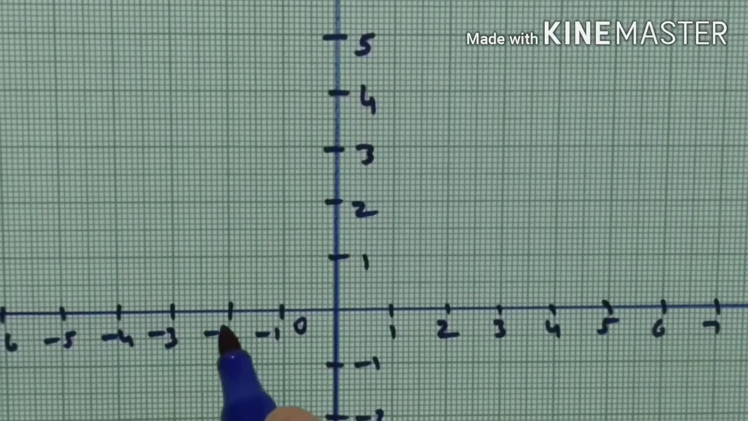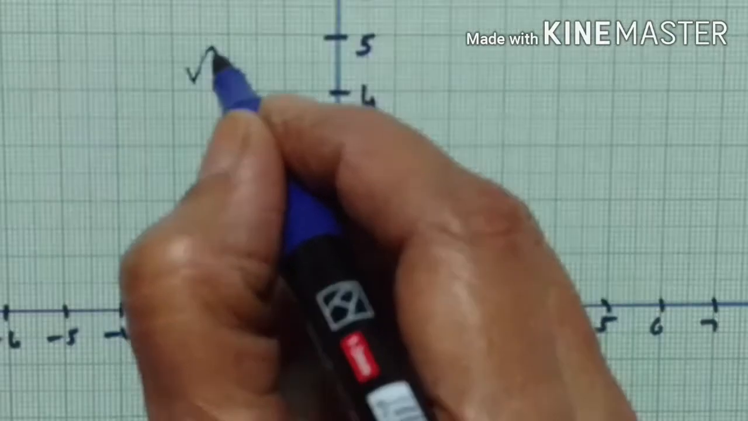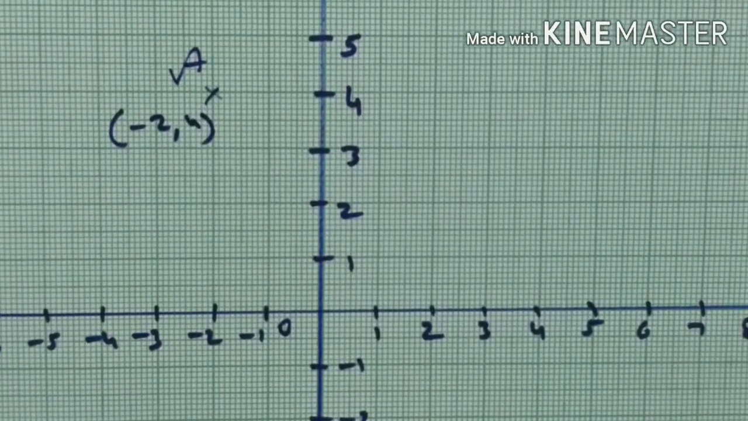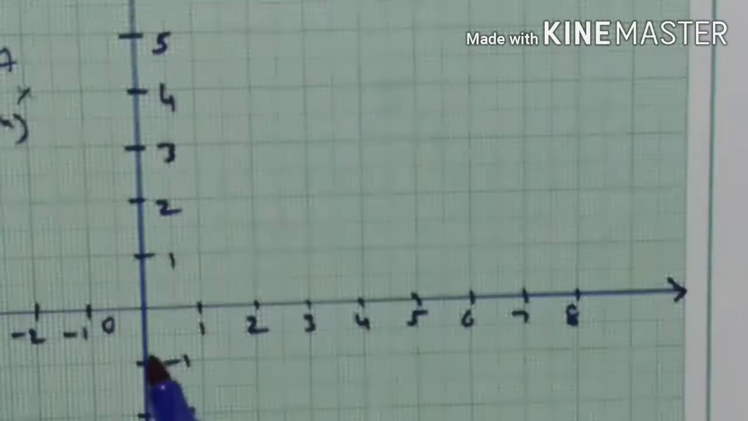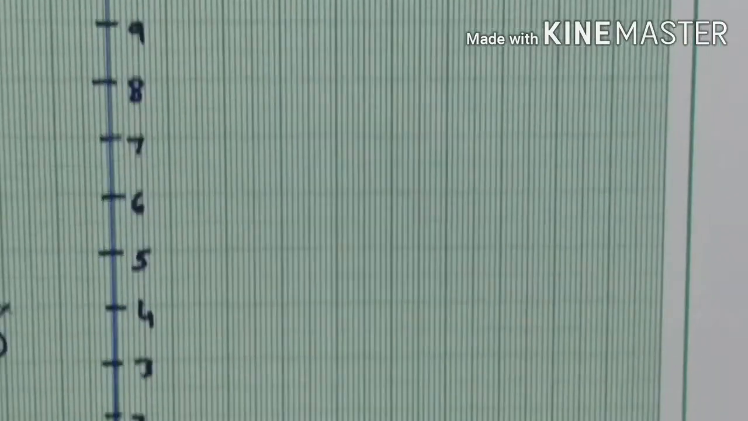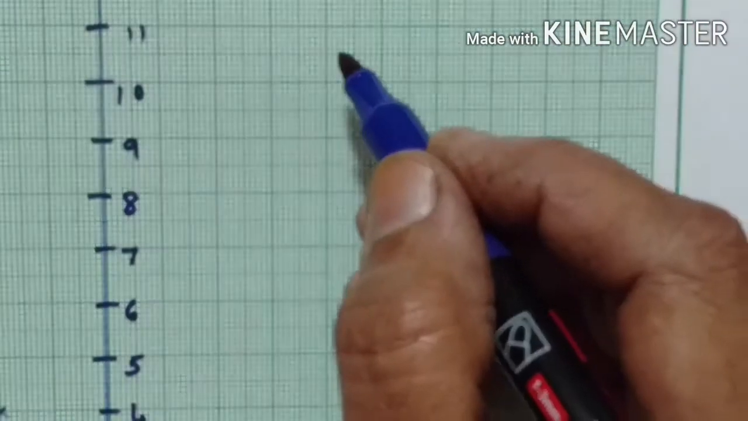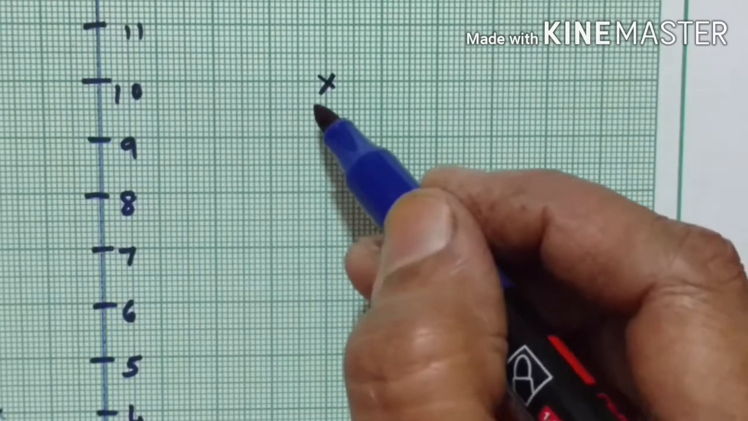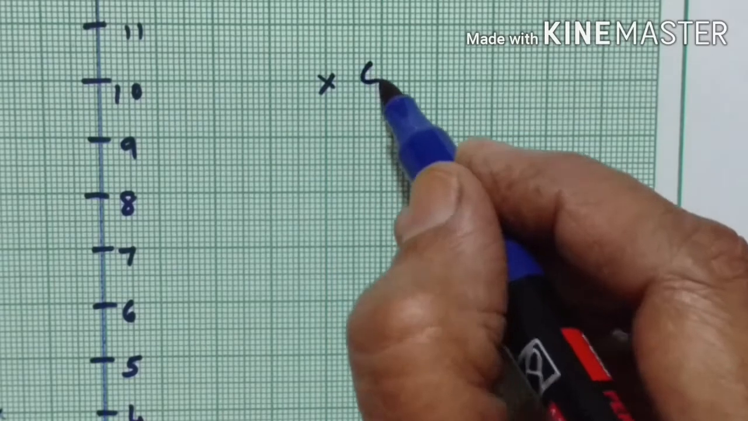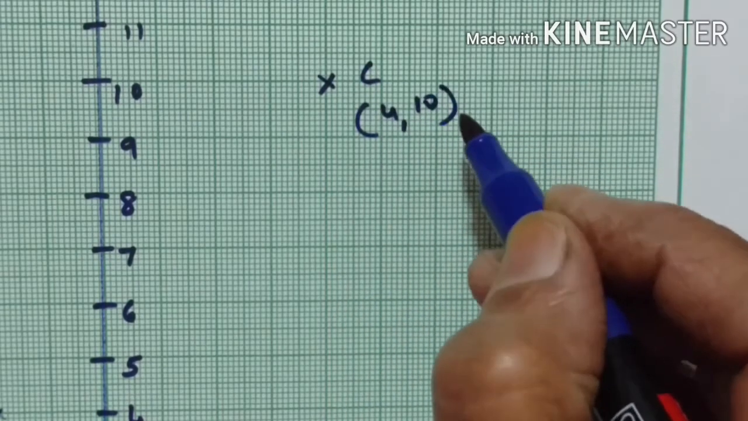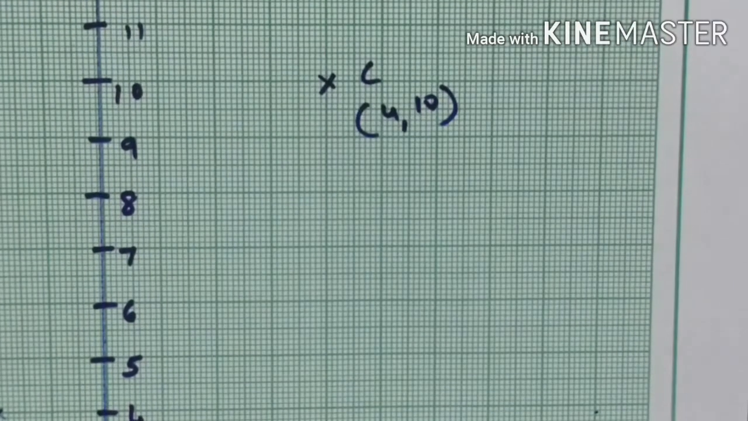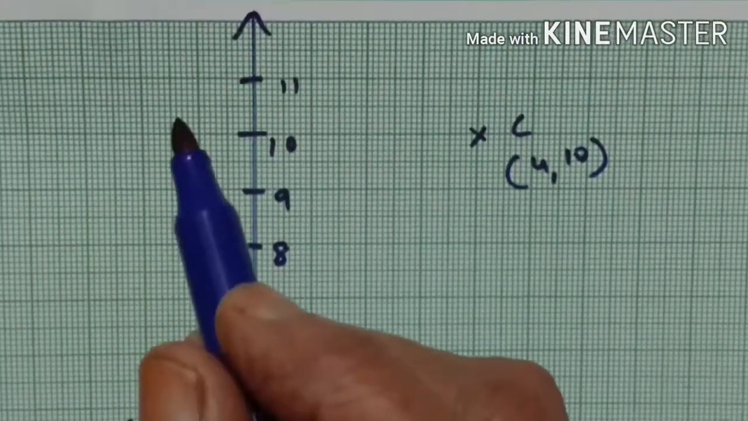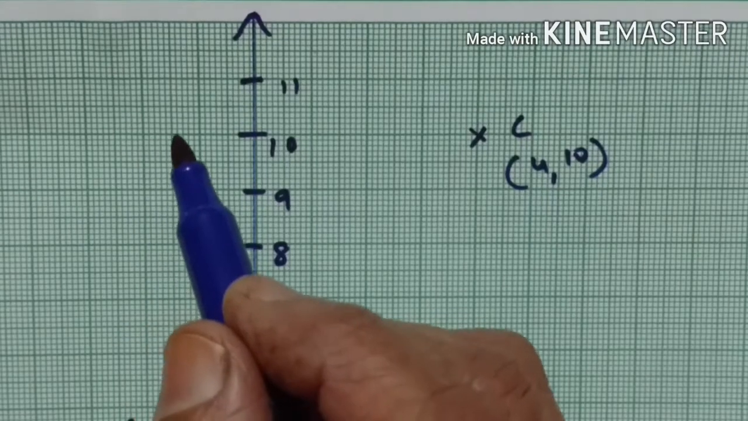A is minus 2, 4. C is 4, 10. This point. C is 4, 10. D is minus 2, 10.